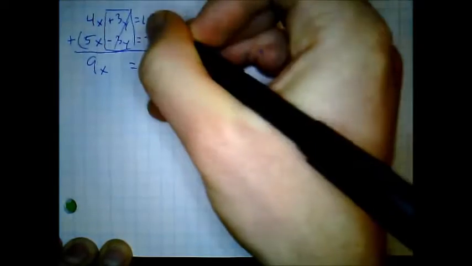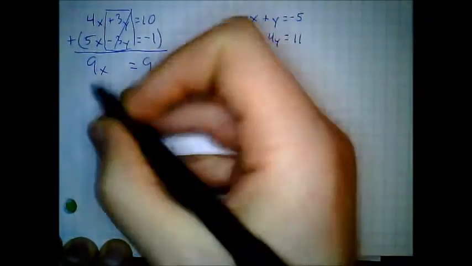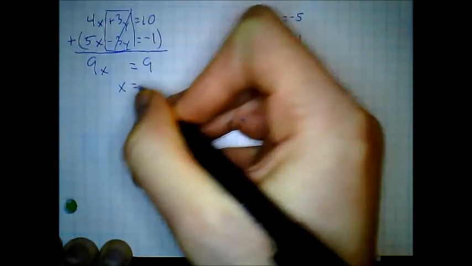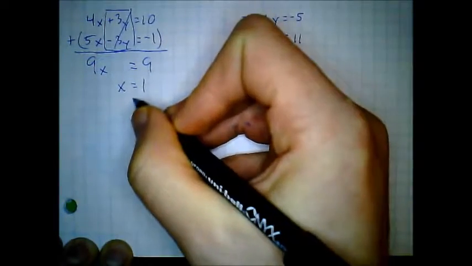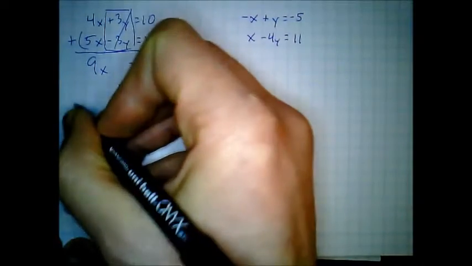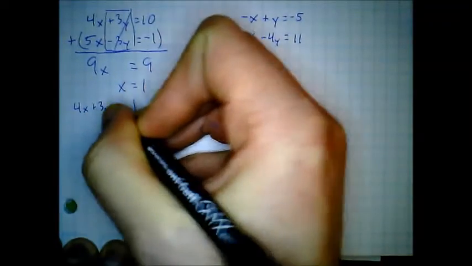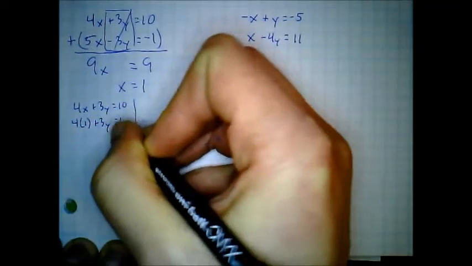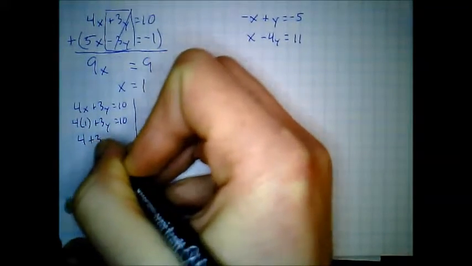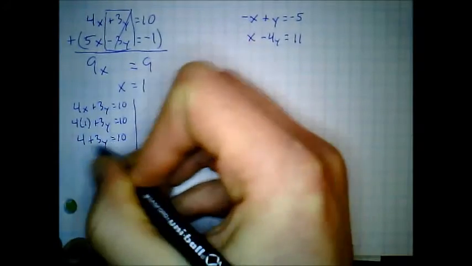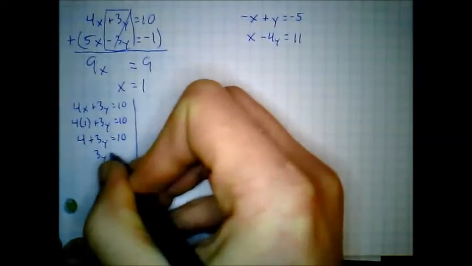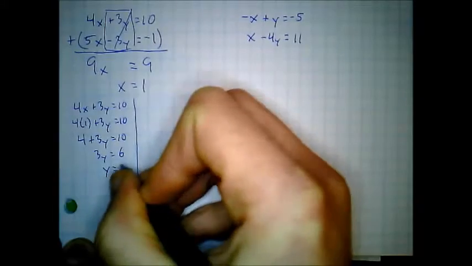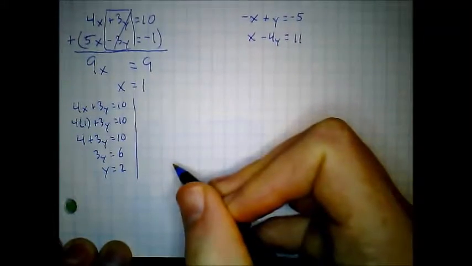4x plus 5x is 9x. That equals 10 plus negative 1, which is 9. So if 9x equals 9, that means x equals 1. So we got to figure out what our y was. So we substitute 1 in for x in both of our equations. So we do 4 times 1 plus 3y equals 10. So we get 4 plus 3y equals 10. Subtract 4 from both sides. 3y equals 6, which means y equals 2.